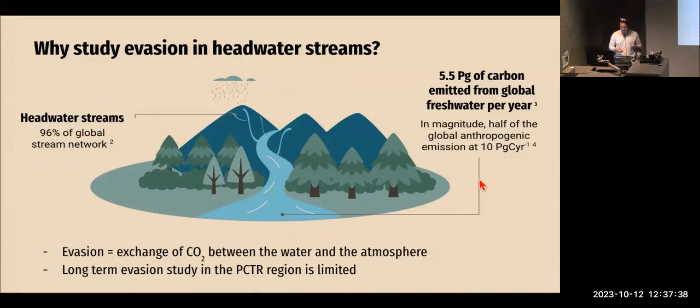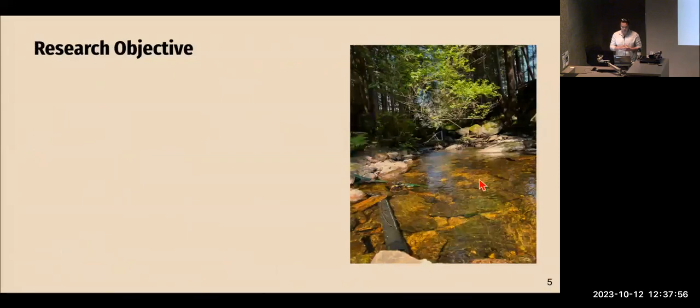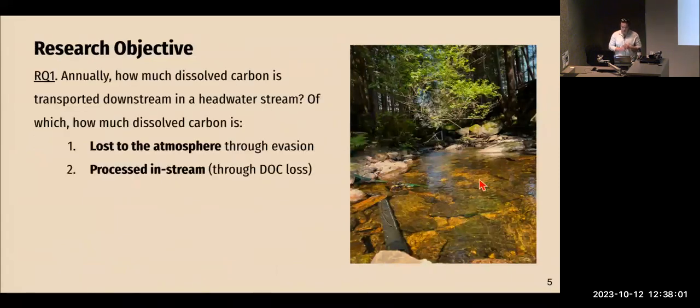Since long-term study in this region and the Pacific coastal temperate rainforest is also identified as a DOC hotspot, this prompts the question of whether this will also be a CO2 evasion hotspot, due to the turbulence generated by these steep slopes and also the already large carbon supply from the landscape. So this research sets out to answer this question in three parts. First, we'll establish the baseline carbon budget context by finding out how much dissolved carbon is transported downstream and in which form, in dissolved CO2 or dissolved organic carbon.